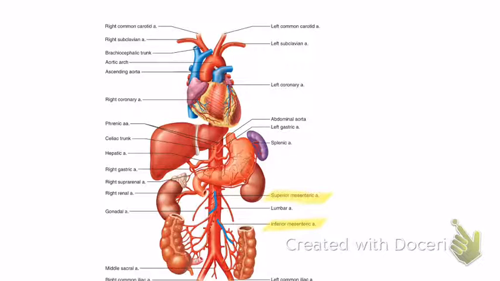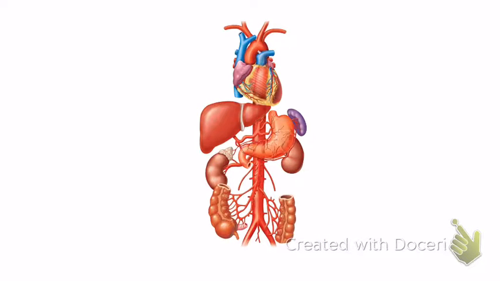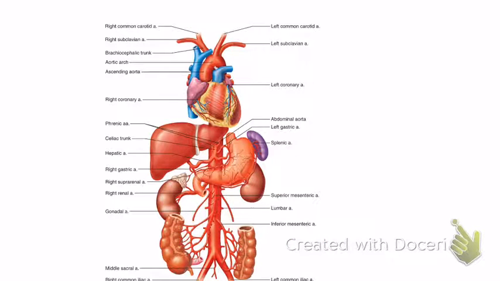Check that one off. Okay, and then on the very bottom, you can see barely, you can see the common iliac on the right and the left. So that's going to be these right here. So let me highlight them for you. They're on the very bottom, right and left common iliac. So on either side there.